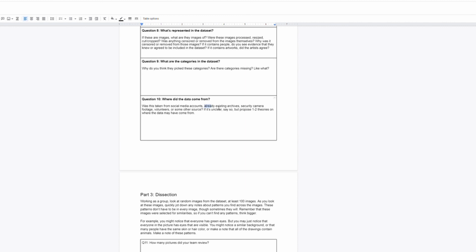Did it come from already existing archives? Well, in this case, yeah, it looked like some of them came from already existing archives. We might not think of Amazon.com as an archive, but it is a photo archive, right? Shutterstock is a photo archive. So we can think about where they came from and why.